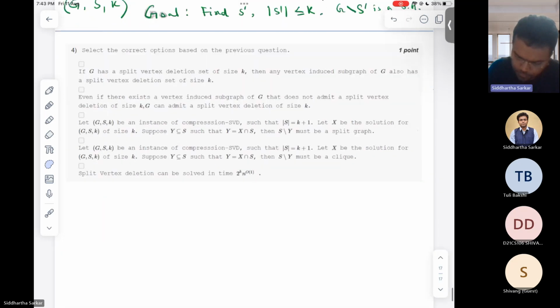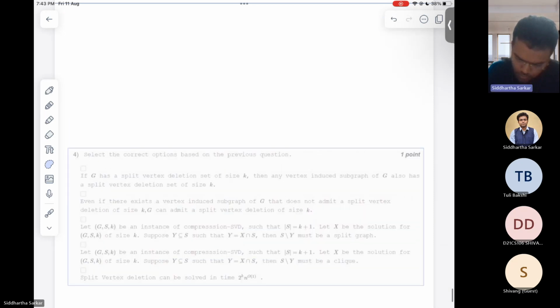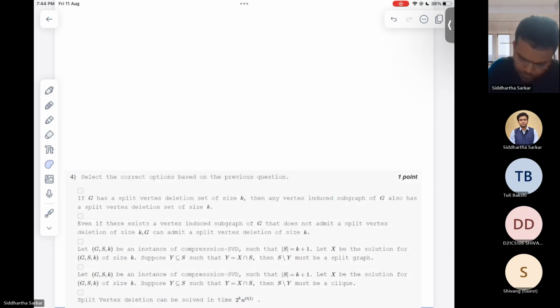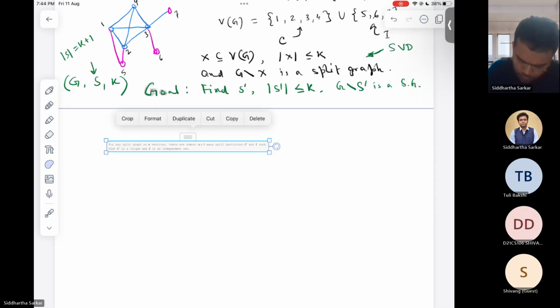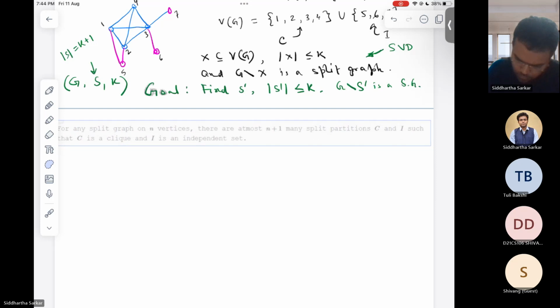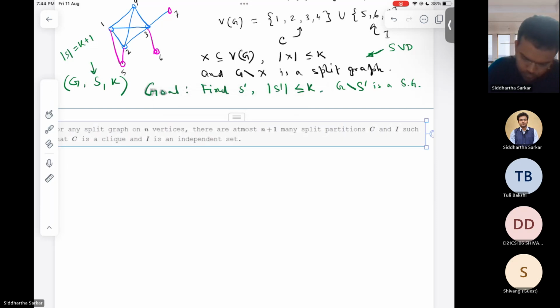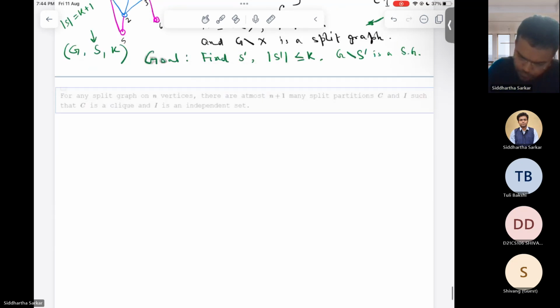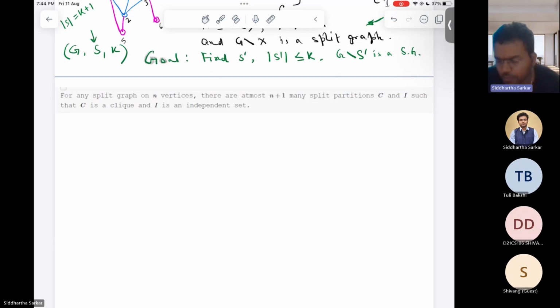We'll go to the next page. I'll only focus on this statement. Okay. So here is our statement. This is it: for any split graph G on n vertices, there are at most n plus 1 many split partitions C and I, such that C is a clique and I is an independent set. So let me draw a graph for you.